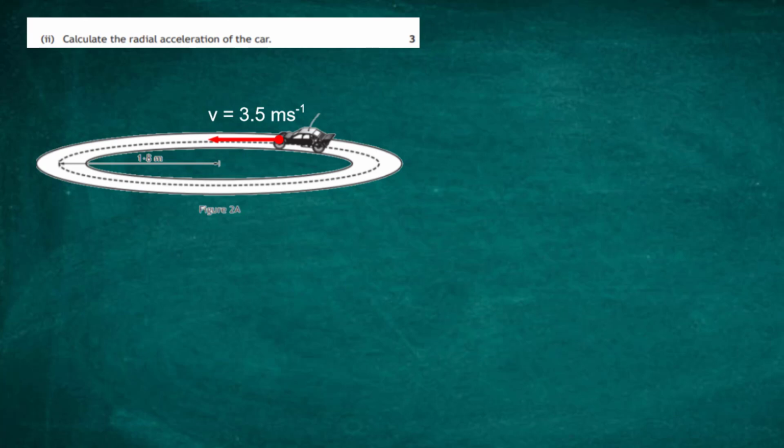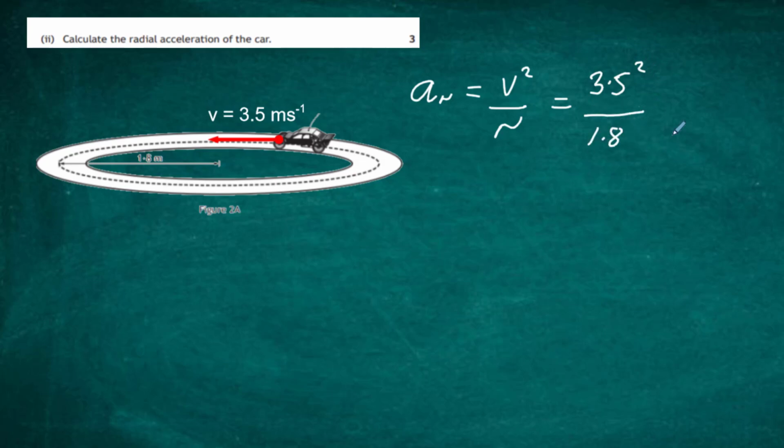Question 2a, part 2. Calculate the radial acceleration of the car. Well, we know from our data book that the radial acceleration of the car, a_r, is going to equal the velocity squared divided by the radius of the circle which it is going round. So we've got all the data we have there, so we can just put in the numbers. The tangential velocity is going to be 3.5 metres per second all squared, divided by the radius, which is going to be 1.8. And if we do that on our calculator, we end up with a value of 6.8 metres per second to the minus 2.